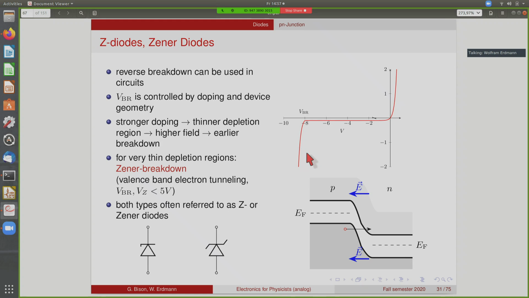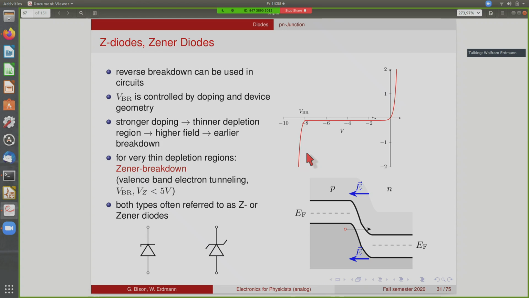So the breakdown voltage is controlled by doping and of course also by the device geometry. So if you use stronger doping, then you get a thinner depletion region, you have higher fields, and then you have an earlier breakdown. And in the other direction, if you want a later breakdown, you need lower doping. That gives you a wider depletion region, then you have lower fields. So you need to apply higher voltages before you get the critical field that causes this avalanche breakdown.